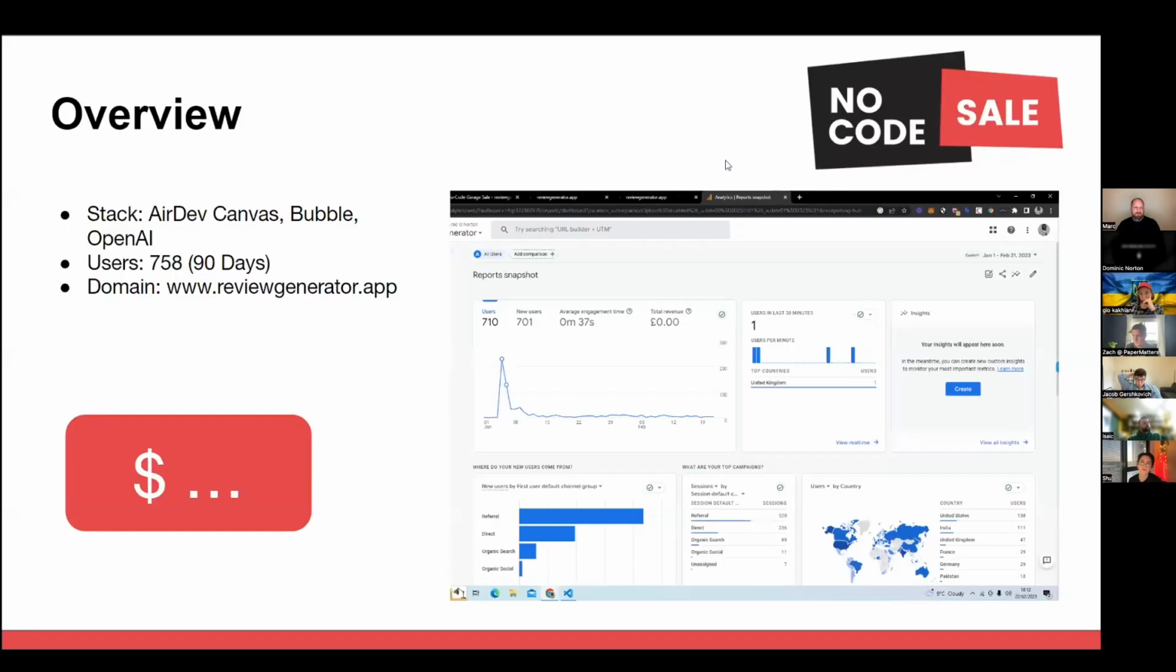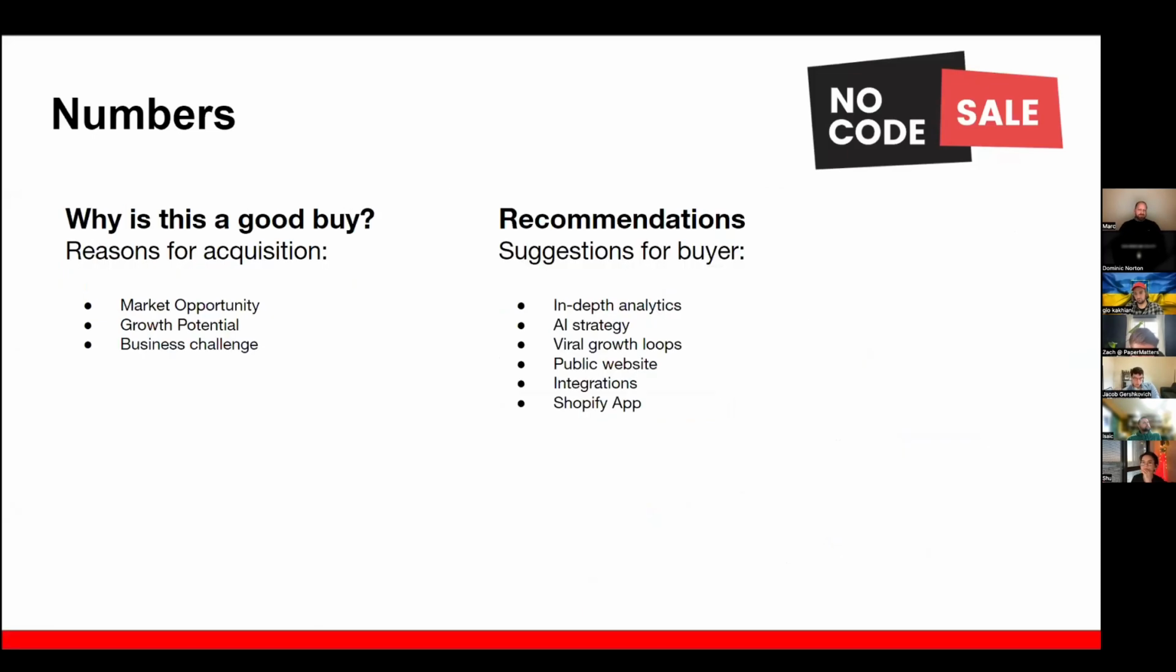I think I mentioned AirDev Canvas, Bubble, OpenAI, GPT-3. Over the last 90 days, it's had about 750 users. Again, I don't really advertise it. I went hard in January, and then in February I moved on to the next product. So I think it needs a lot more love and dedication. I think it's a good reason to buy because of the market opportunity. Everything's being swept up with AI now.